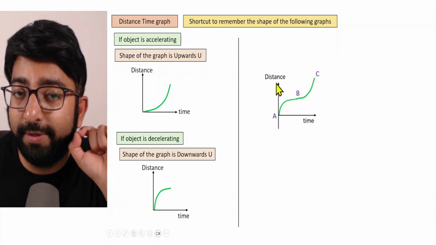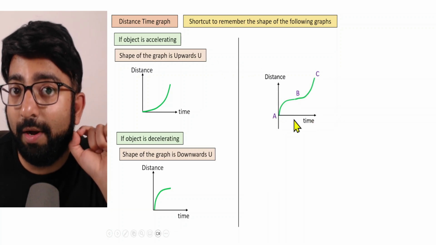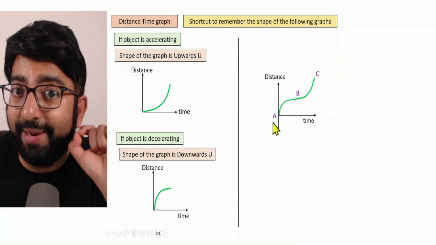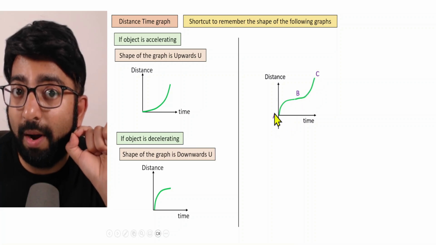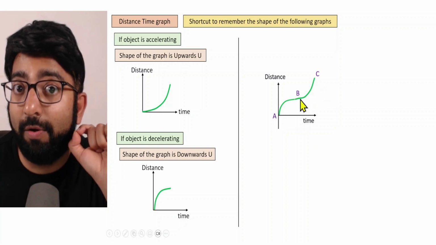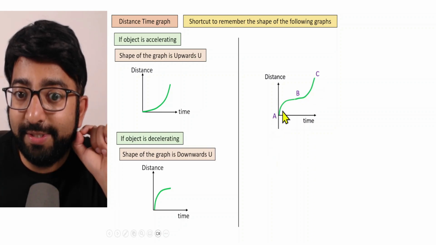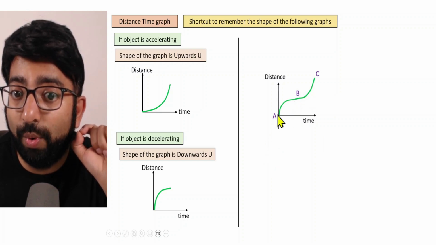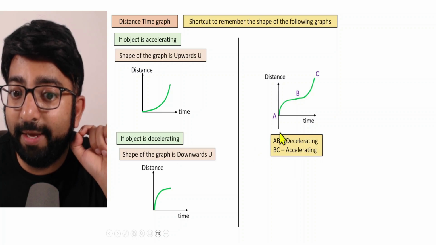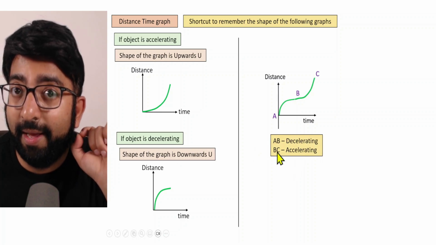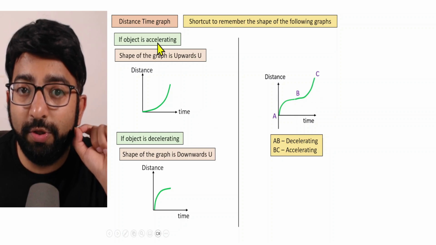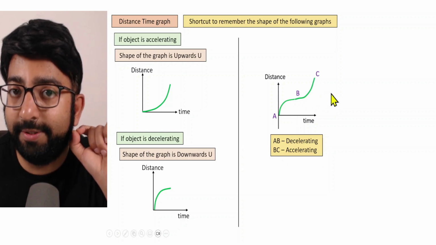Now let's take another situation where the distance time graph looks like this. So I have labeled 3 points A, B, and C. Now, if you analyze carefully, AB is a part of a downward facing parabola. BC, on the other hand, is a part of an upward facing parabola. Now, since AB is a part of a downward facing parabola, so the object will be decelerating. So we can write AB, the particle is decelerating. And in BC, since it's a part of an upward facing parabola, so the object will be accelerating in BC.